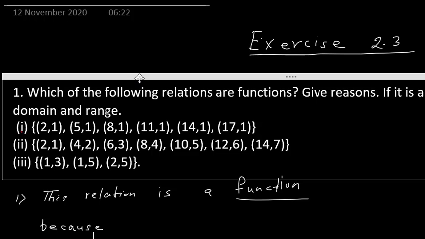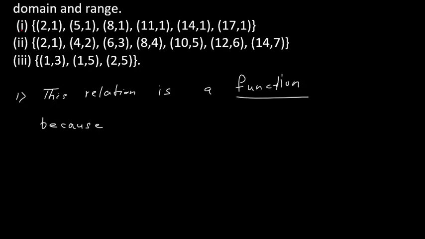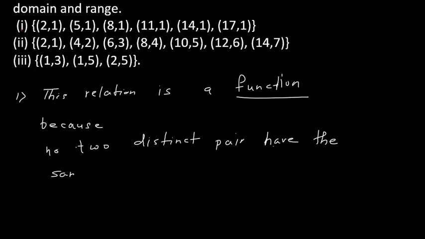So here I will say that because no two distinct pairs have the same first element. Now they have not given set A and set B. We have to define set A and set B based on the given information.